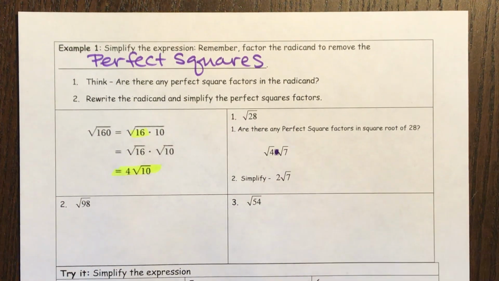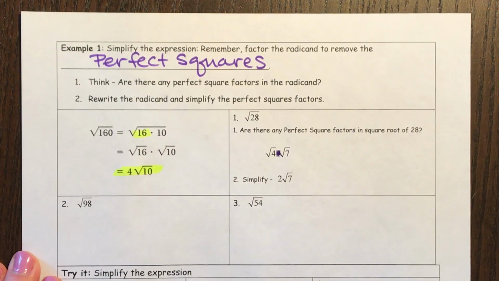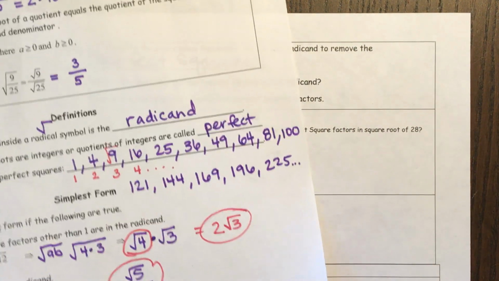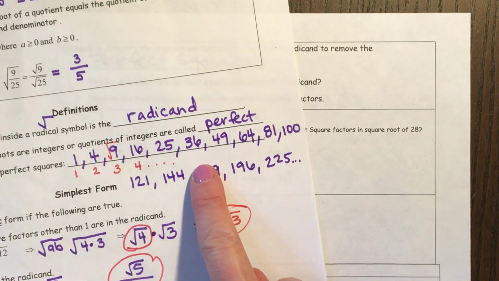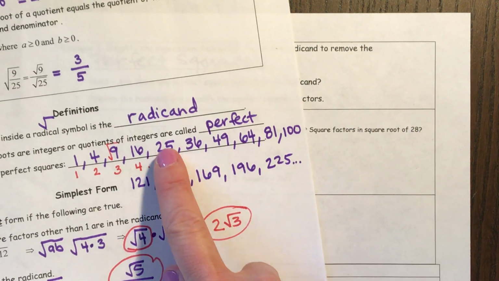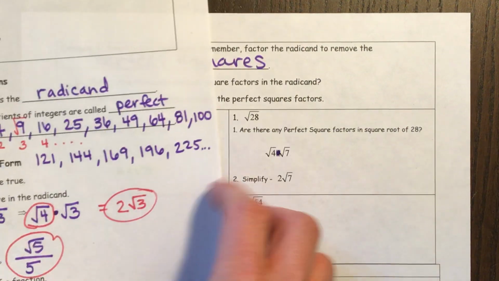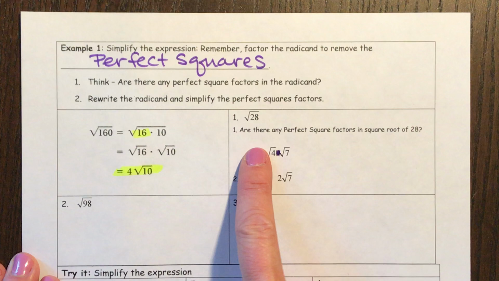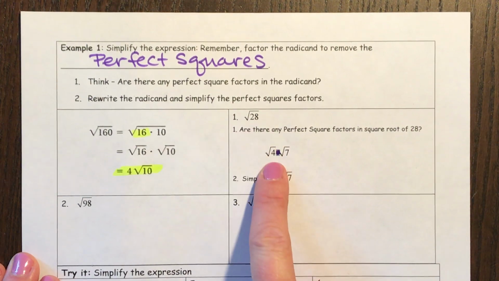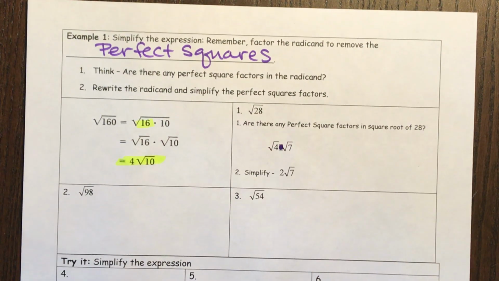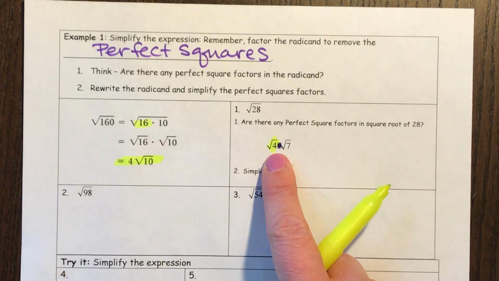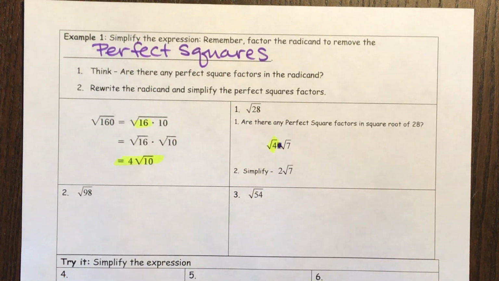So here are a couple more examples for you. The square root of 28, the goal is to use our perfect square list that we made on this other page. Do any of these numbers divide out of 28? Well, there is a perfect square that we can factor out, and a perfect square of 4 we can divide out. The reason why I picked 4 and 7 and not another combination is because 4 is the highest perfect square that we can divide out.